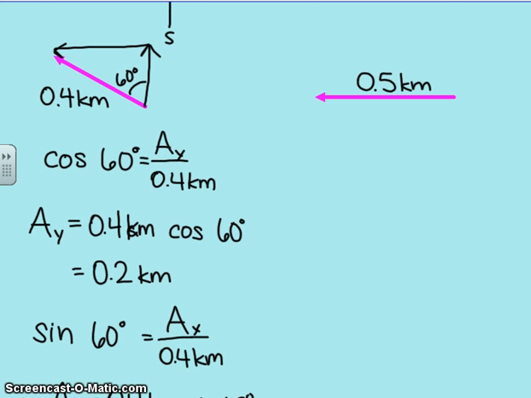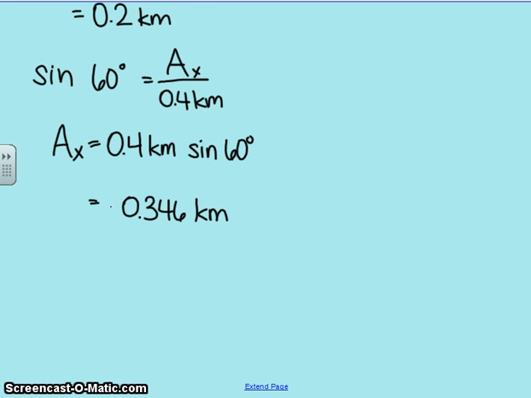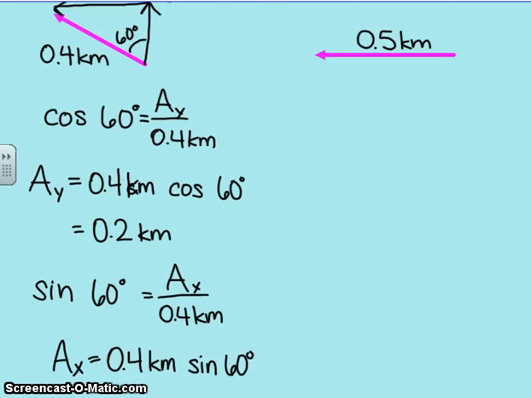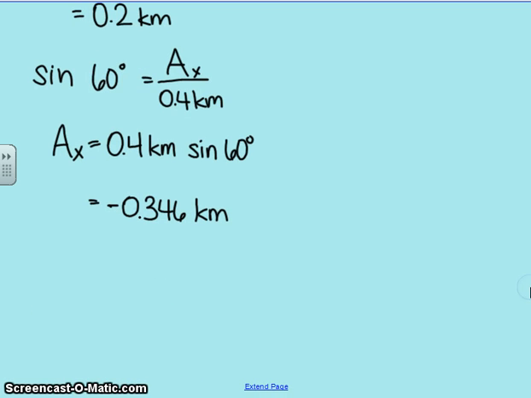That x vector is pointed to the left. That means it's a negative component. So I need a negative sign here. When you're doing components, you need negative signs for direction, not words. You only need words for direction with your final answer. So now I have an x component for A and a y component for A.